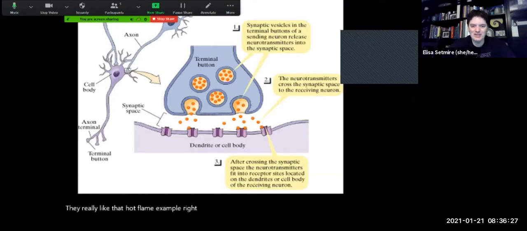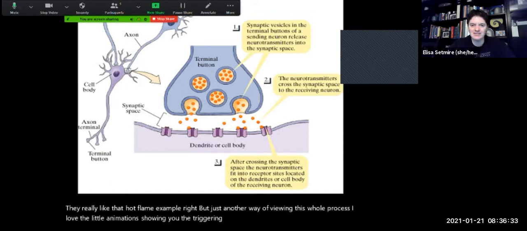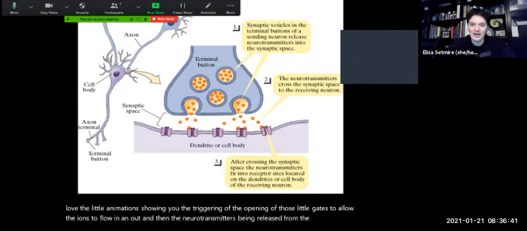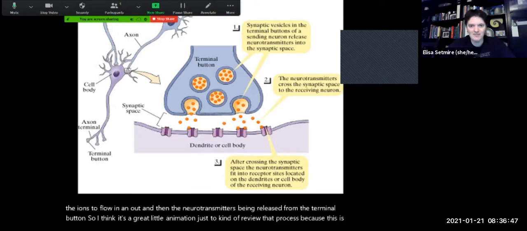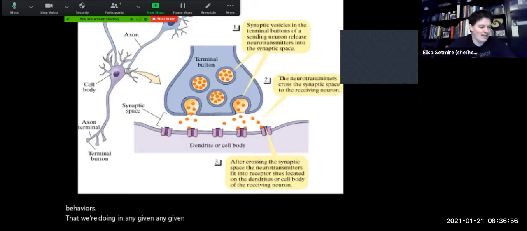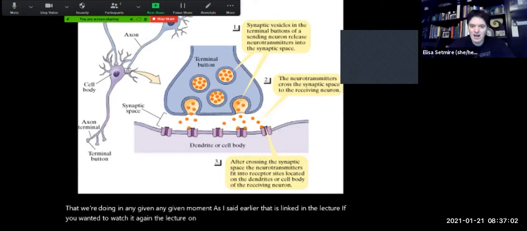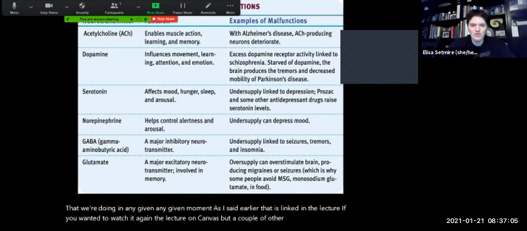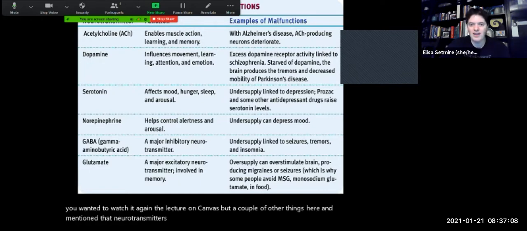But just another way of viewing this whole process. I love the little animation showing you the triggering of the opening of those little gates to allow the ions to flow in and out, and then the neurotransmitters being released from the terminal buttons. So I think it's a great little animation just to kind of review that process, because this is really crucial for any kind of message that we want to send and all of the different behaviors that we're doing in any given moment. As I said earlier, that is linked in the lecture if you wanted to watch it again, the lecture on Canvas.